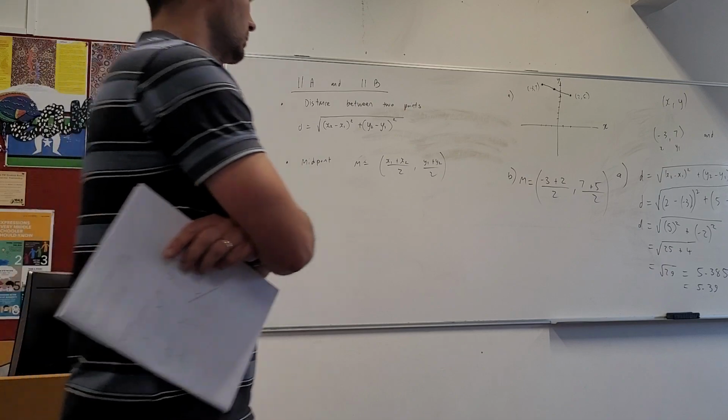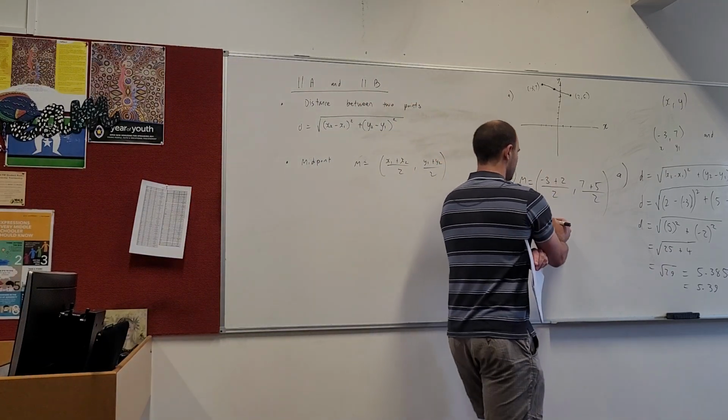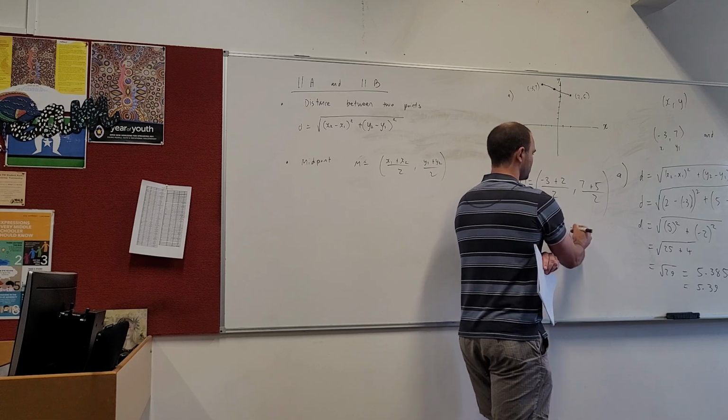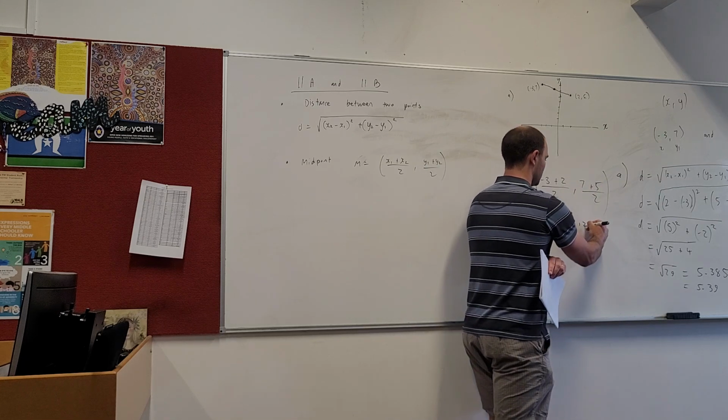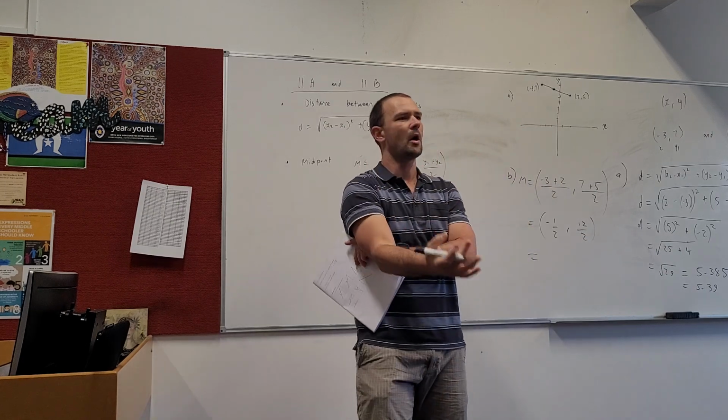All right, and then we're just going to evaluate this. So minus 3 plus 2, that's going to be minus 1. And 7 plus 5 is going to be 12. Now, minus 1 on 2, that's just minus half.